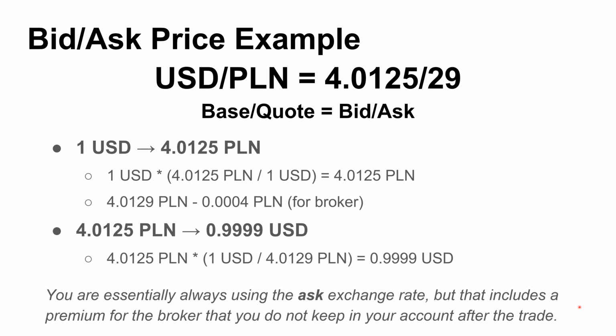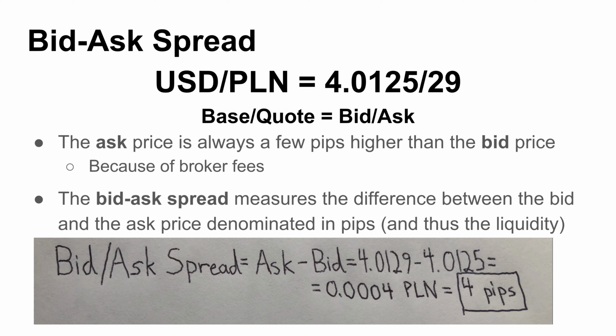Again, you're essentially always using the ask exchange rate, but that includes a premium for the broker, which you do not get to keep in your account after the first trade. That premium value is 4 pips. So as we discussed, the ask price will always be a few pips higher than the bid price due to the broker fees.